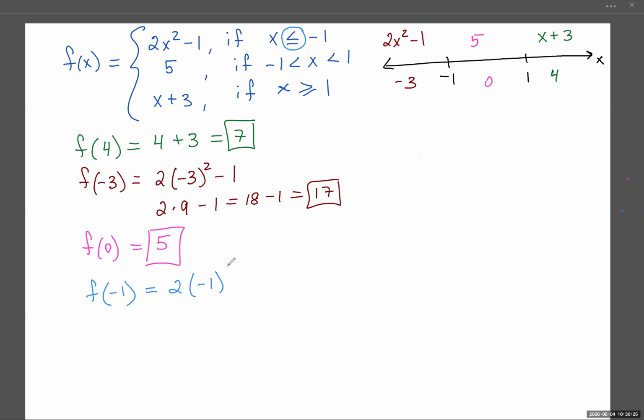2 times negative 1 squared minus 1. Negative 1 squared is just 1, so that's 2 times 1 minus 1, which is just 2 minus 1, which is 1.